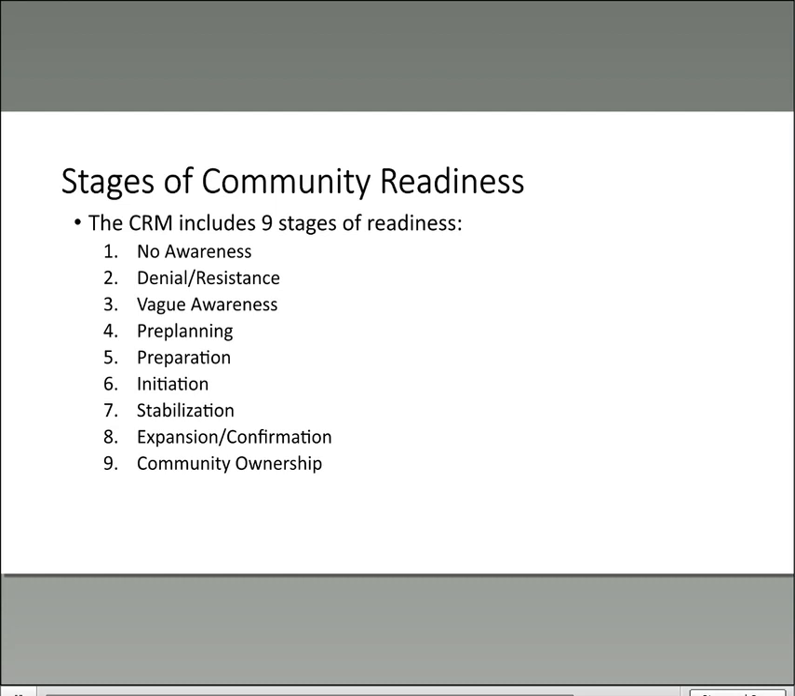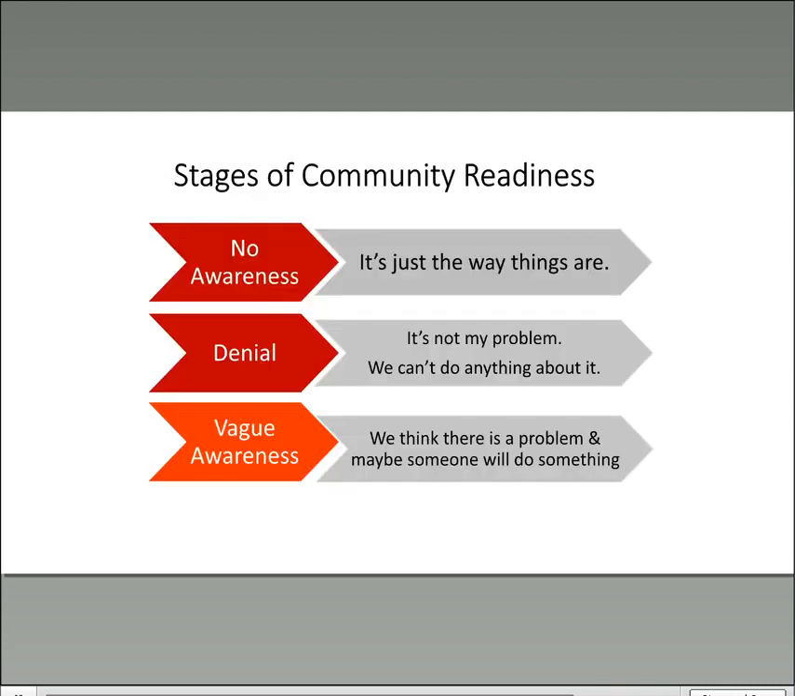The Community Readiness Model is going to include 9 stages of readiness for each of those dimensions. The first is no awareness. The second is denial and resistance. The third is vague awareness. The fourth is pre-planning. The 5th is preparation. Number 6 is initiation. Number 7 is stabilization. Number 8 is expansion, or what they call confirmation in the manual. And number 9 is community ownership. Stage 1 obviously is the lowest level of readiness. Stage 9 is the highest.